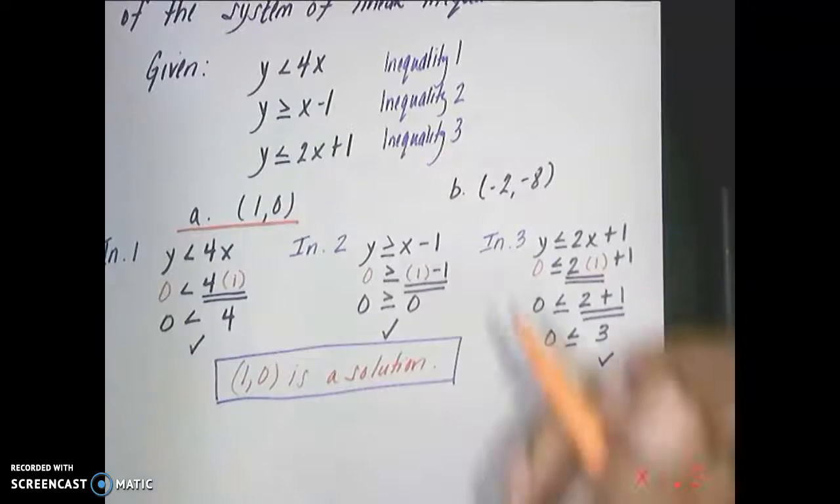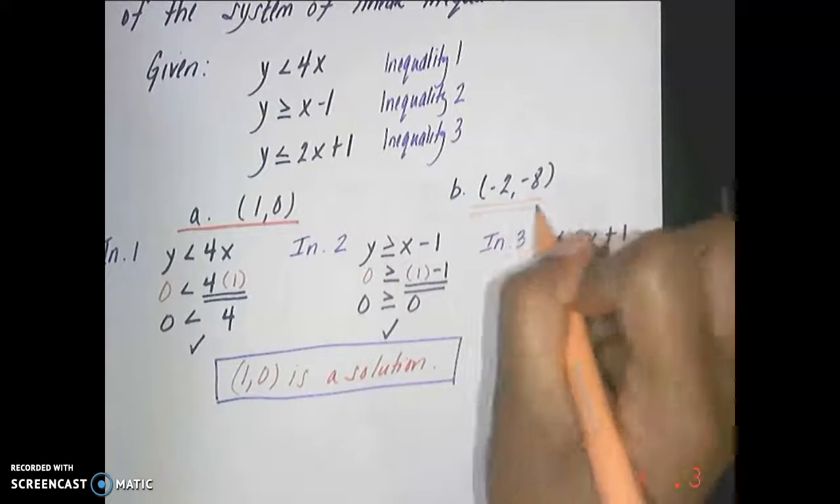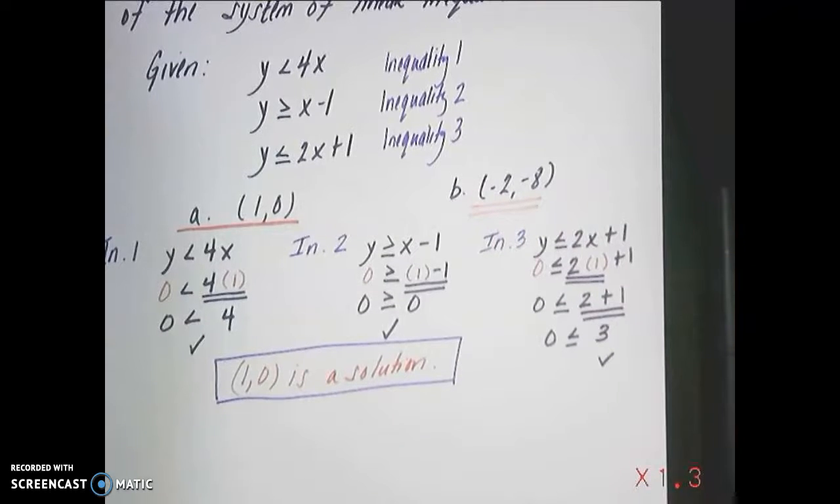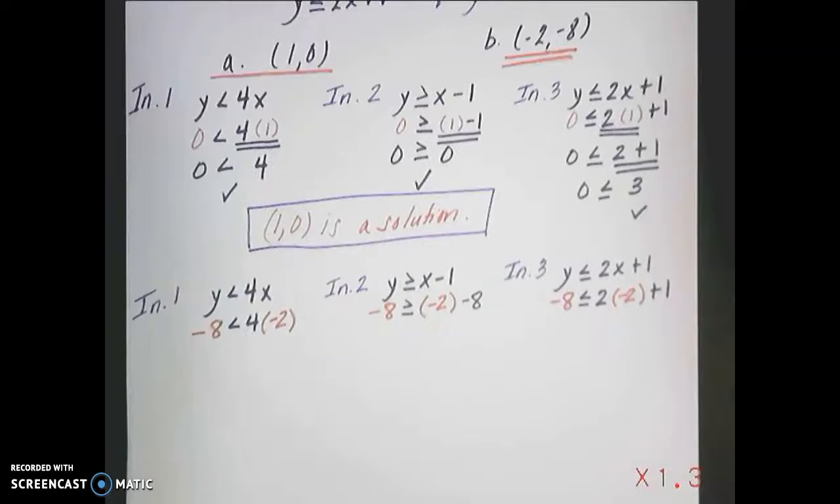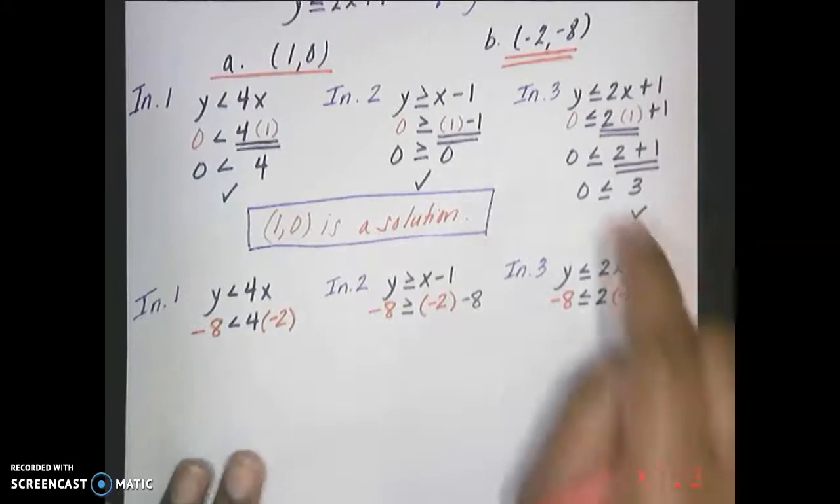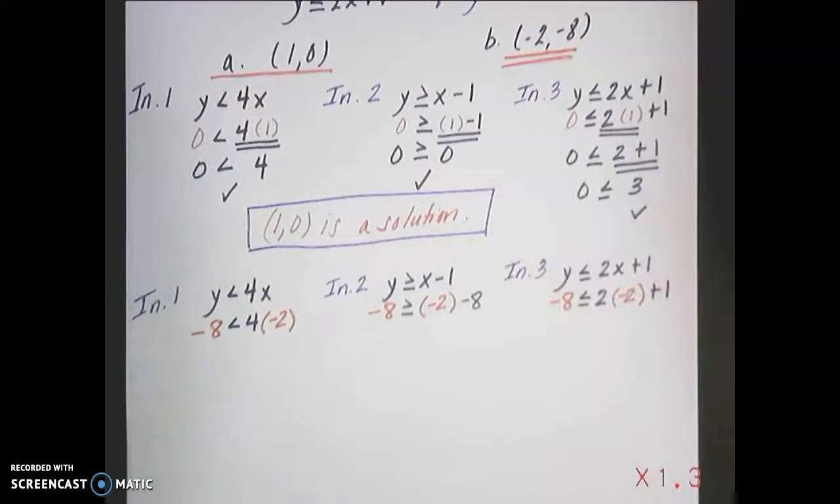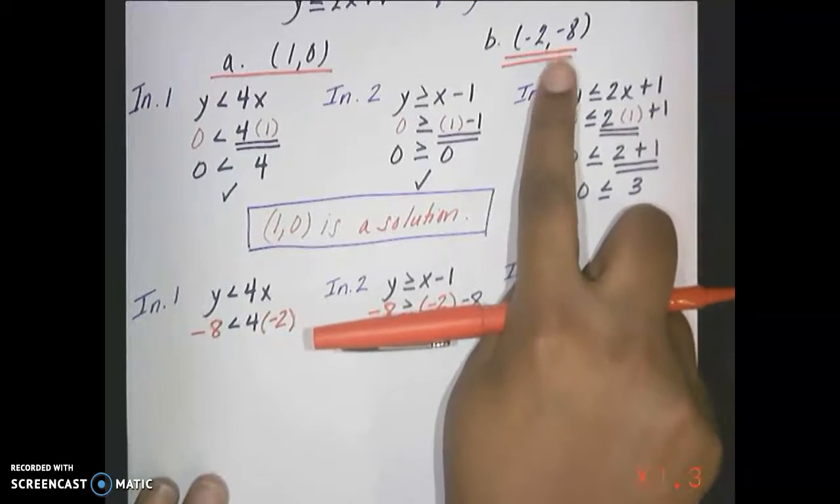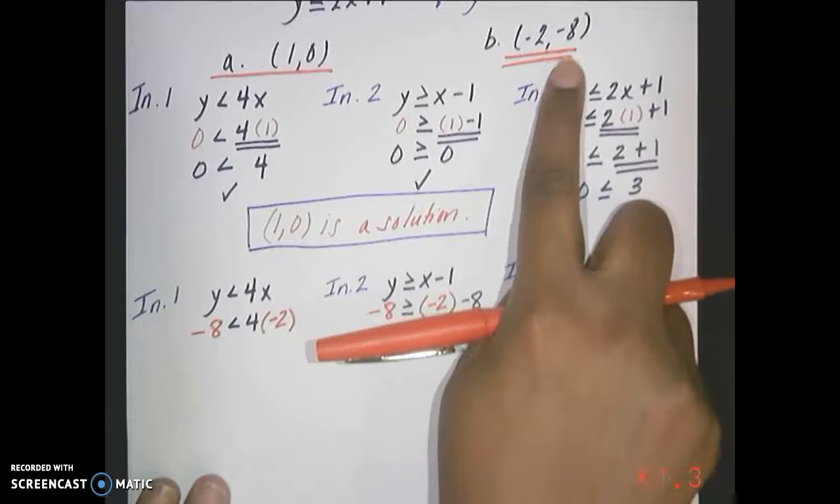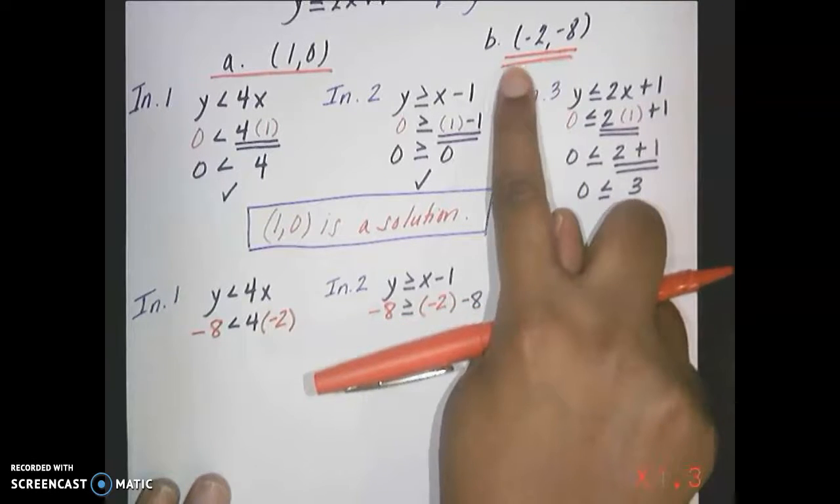So I want to see if (-2, -8) will be a solution to our same system of linear inequalities. Give me just a moment, I'm going to set that up for you. Everyone, I did have to change the color because this peach color did not show up very well. So I am referring to this point here. For every y, I let it be -8, and for every x, I let it be -2.